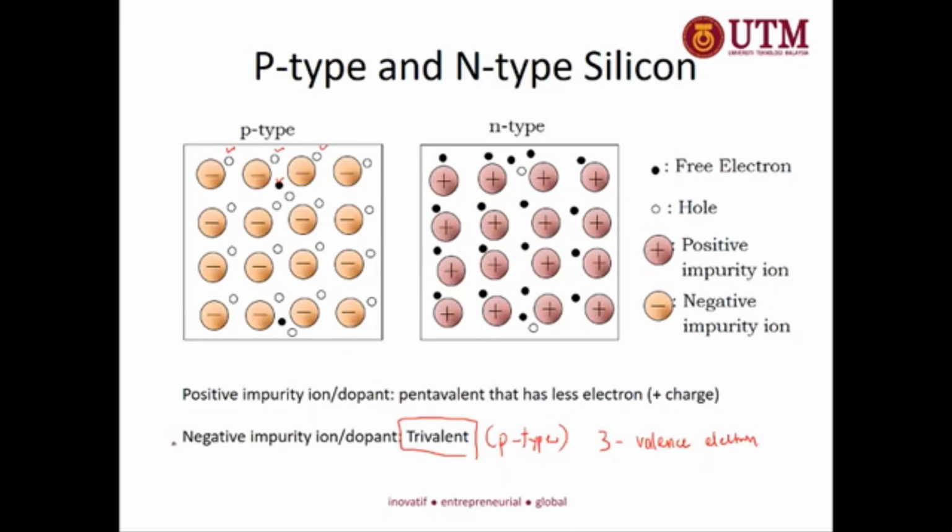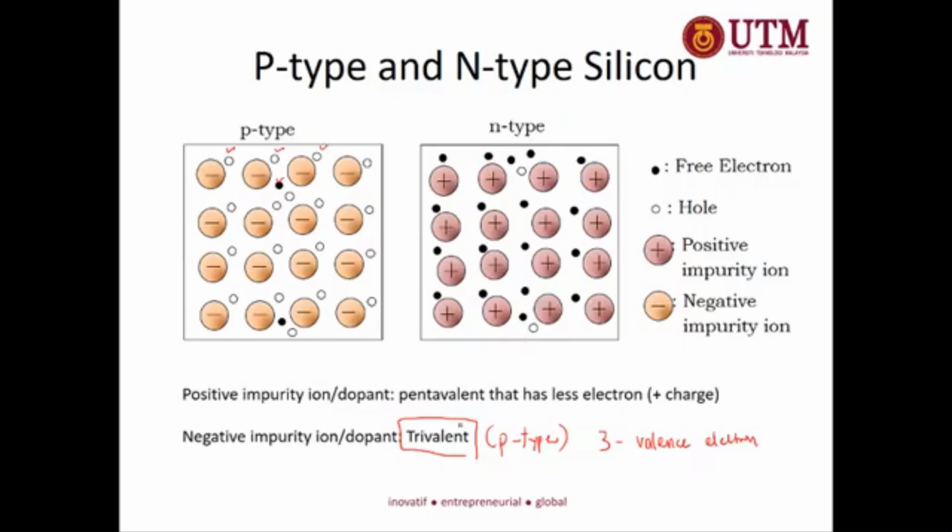And then we have the N-type. The picture is something like this. For N-type, the majority carrier is the electron. This black one is an electron. There are many electrons compared to holes. The hole is the white one. So this is N-type. Where do the electrons come from?